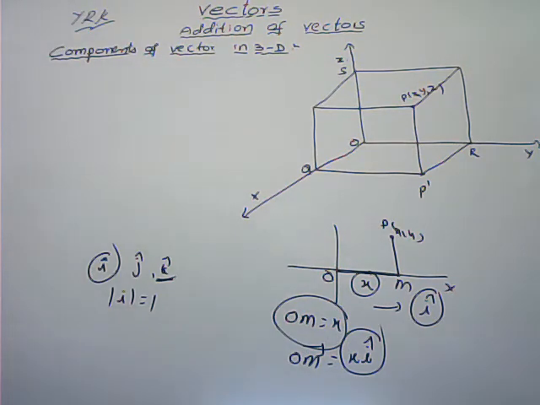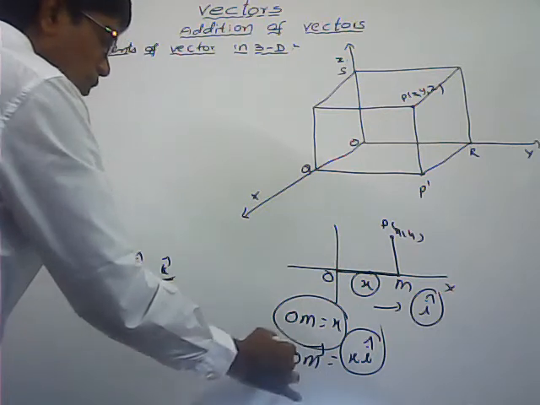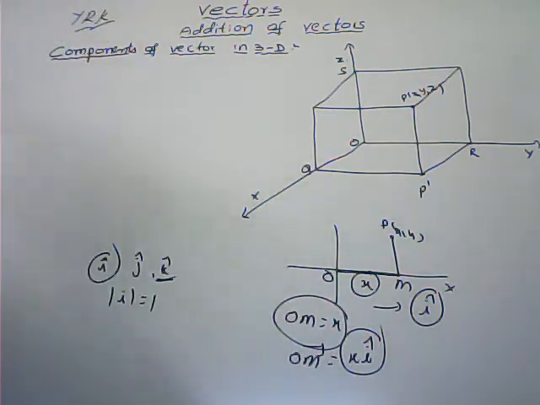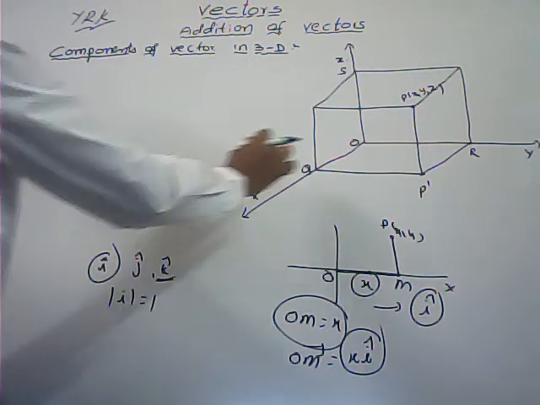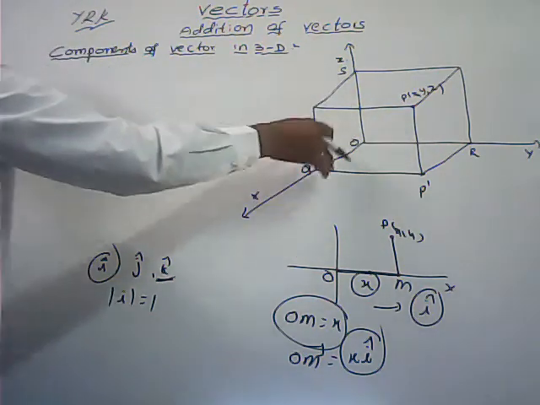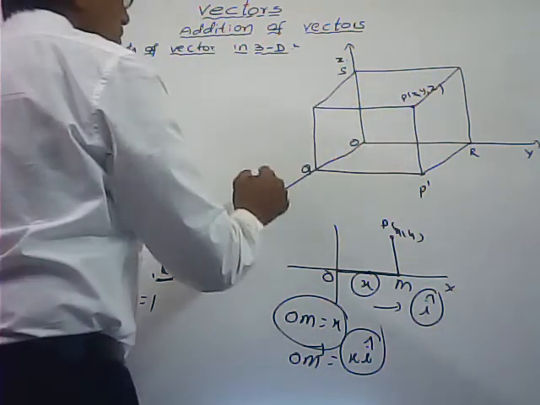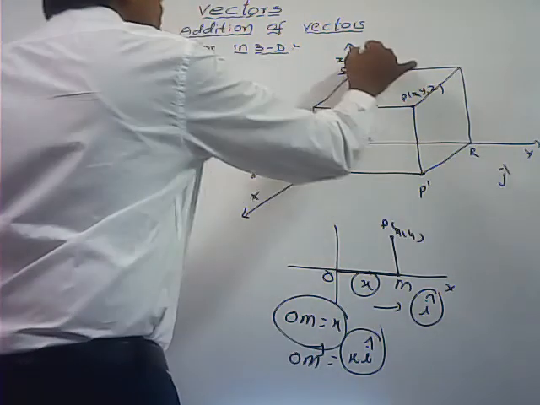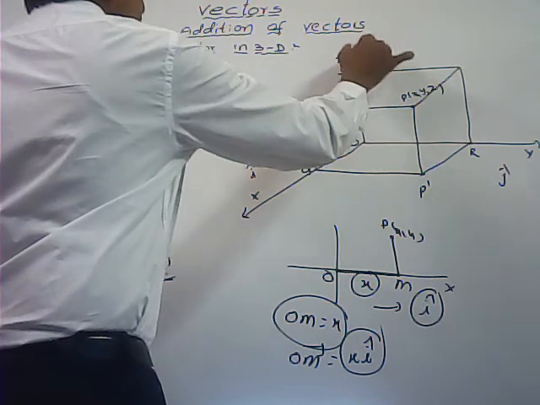So OM bar we can say is x i cap. If I take the modulus on both sides, modulus of OM bar is x only. Modulus of i cap is 1. So x we can get. So here we are taking the unit vectors; their modulus should be 1 only. In the direction of the x-axis I am taking i cap, in the direction of the y-axis I am taking j cap, and in the direction of the z-axis I am taking k cap.